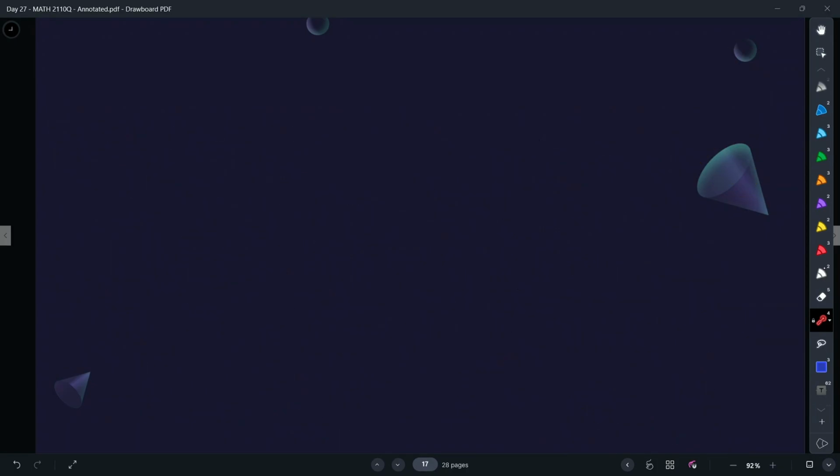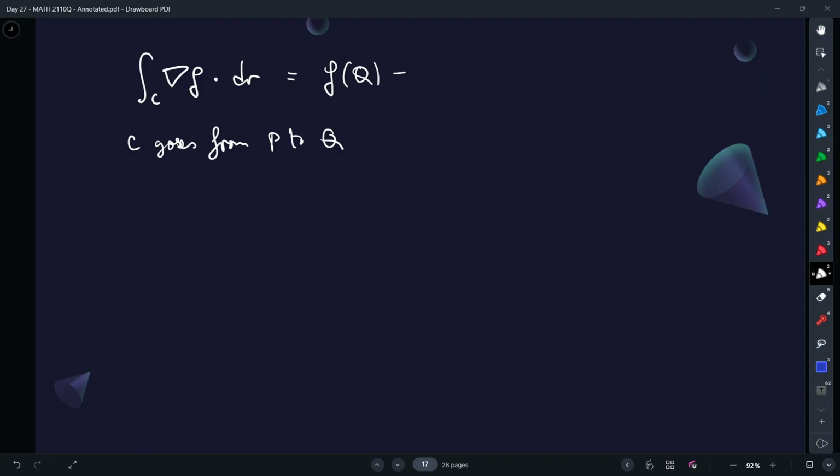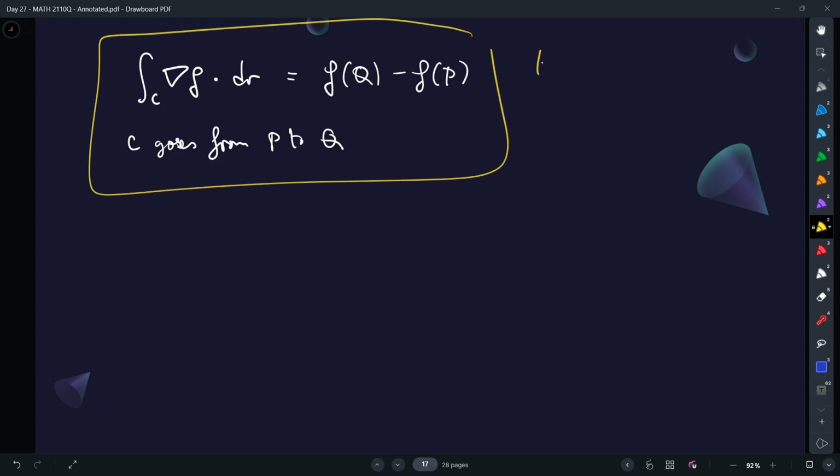So remember that the fundamental theorem of line integrals tells me that if I am doing a line integral of a gradient, and C goes from P to Q, then this is f at Q minus f at P. This is the fundamental theorem of line integrals. Okay?